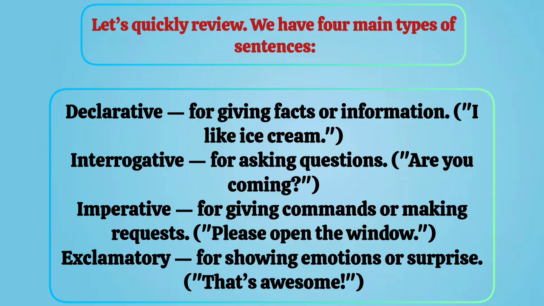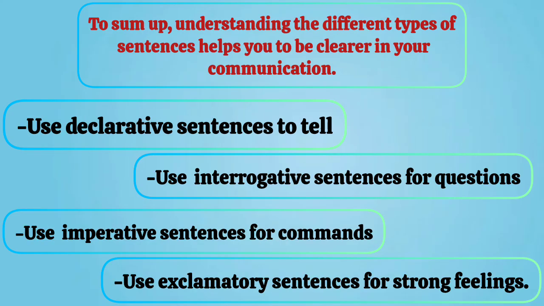Great job. Remember, practicing these different types of sentences will make your English stronger. Try writing a few sentences of each type on your own. And don't worry, if you make mistakes, that's part of learning. To sum up, understanding the different types of sentences helps you to be clearer in your communication. Use declarative sentences to tell, interrogative for questions, imperative for commands, and exclamatory for strong feelings.